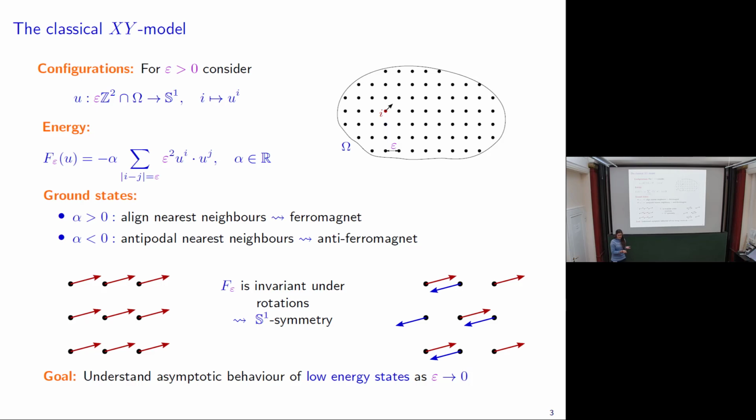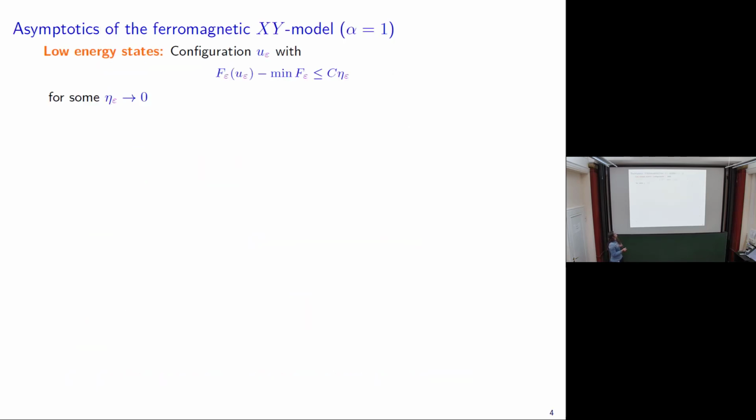So somehow you want to pass to a macroscopic continuum model, and you want to understand the asymptotic behavior in a certain sense of configurations which are not necessarily minimizers, but close to minimizers in some sense, and that's what I will be more precise about now. So what do I mean with low energy states? Those are configurations which can deviate. Okay, one disclaimer. For simplicity, on this introductory slide I'm doing everything for the ferromagnetic XY model, and I put alpha equal to 1.